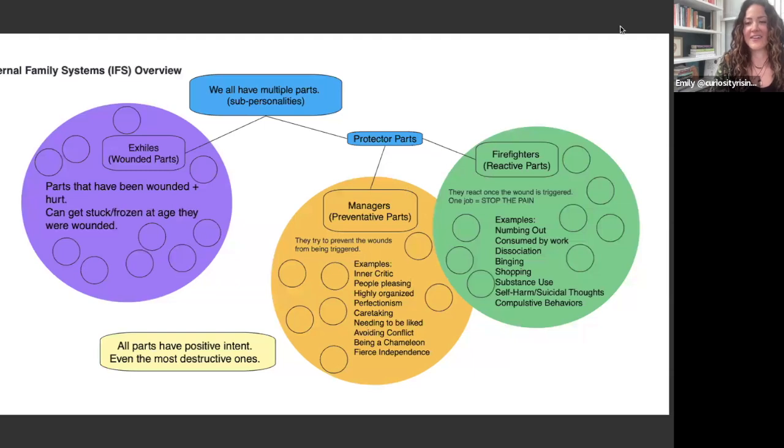So again, just curious, from a show of hands, or you can speak it if you want, does any of those preventative managers resonate for anybody? Anybody have any of those protective parts?